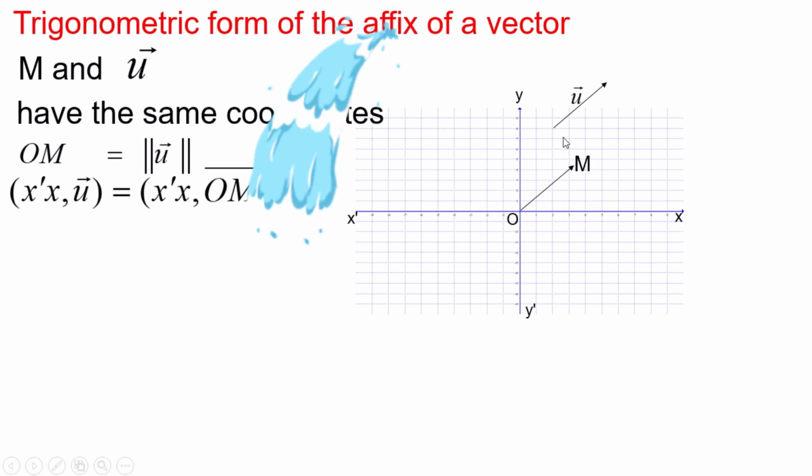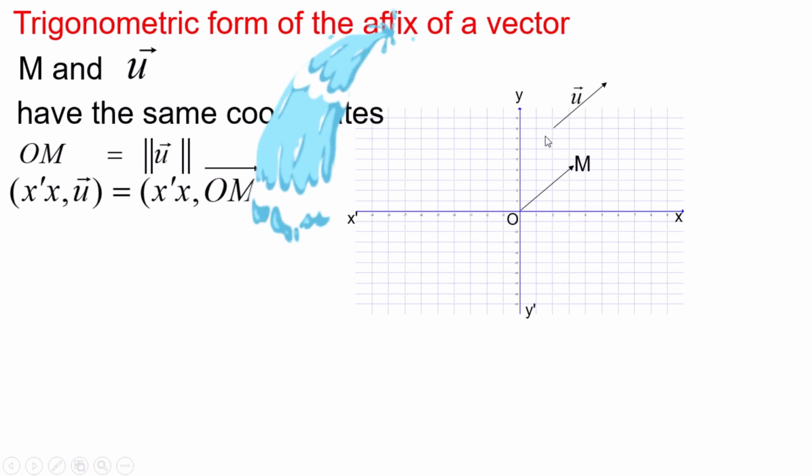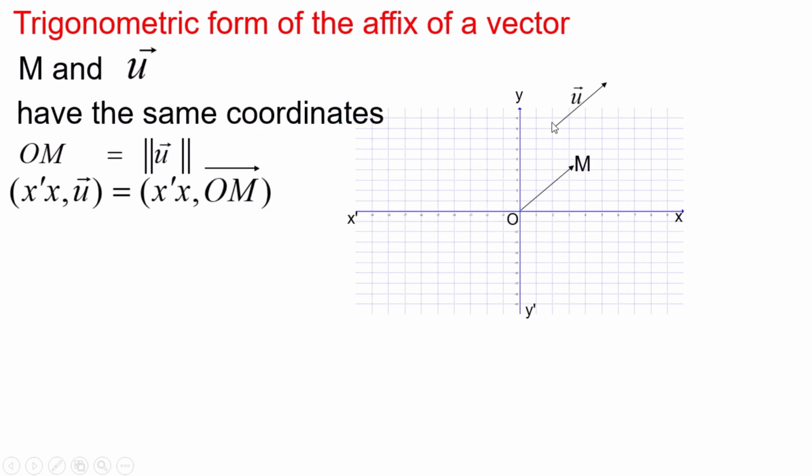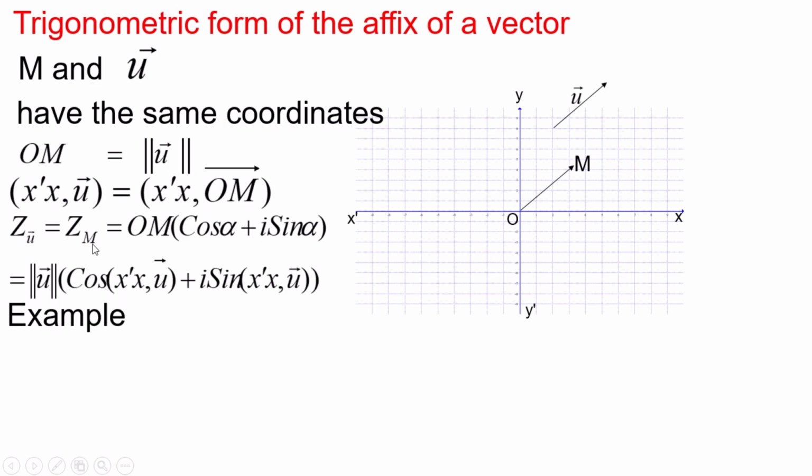If we elongate the vector u remaining parallel to OM, then these two angles are equal as corresponding angles. Z of u equals Z of M, and what is Z of M in trigonometric form? This is OM (cosine alpha plus i sine alpha). This is angle alpha, the angle between x prime x and OM. It is the same as the angle between x prime x and u. Then Z of u equals the magnitude of u times (cosine of the angle x prime x u plus i sine of the angle x prime x u).